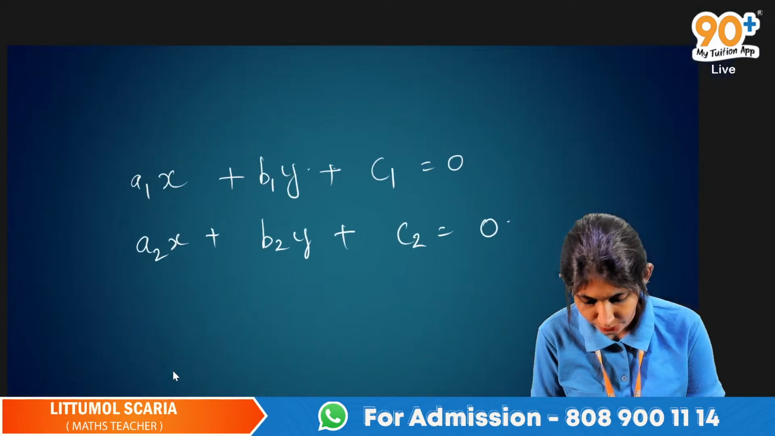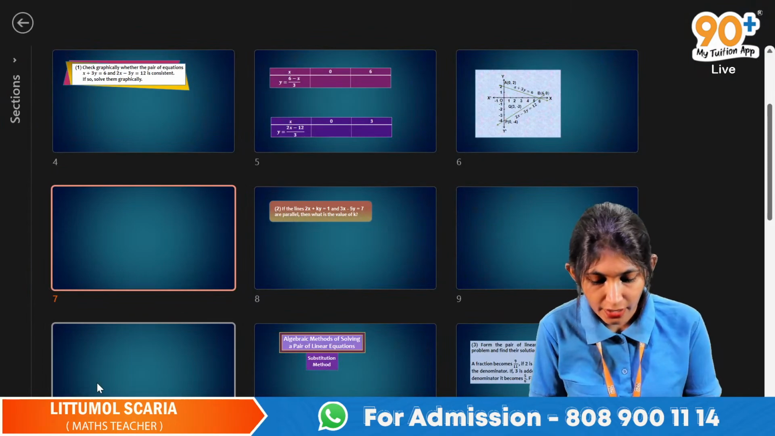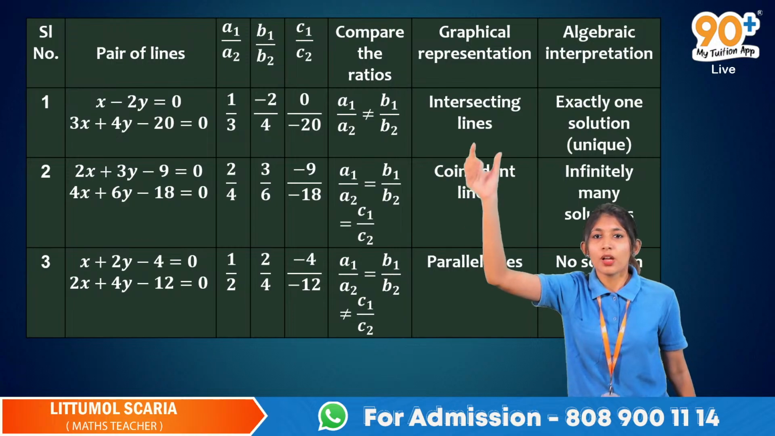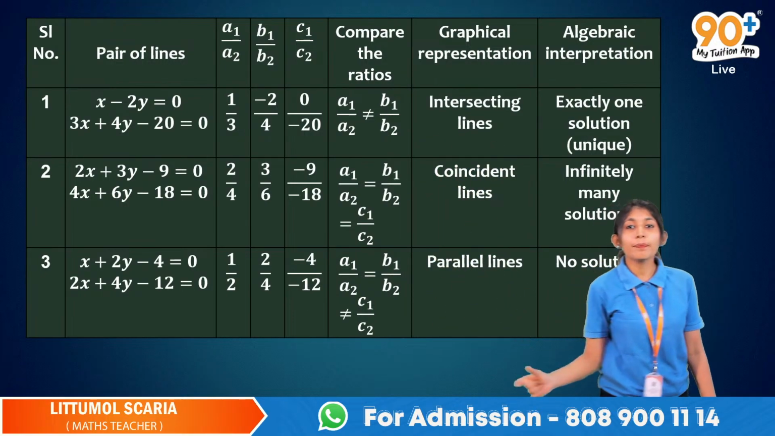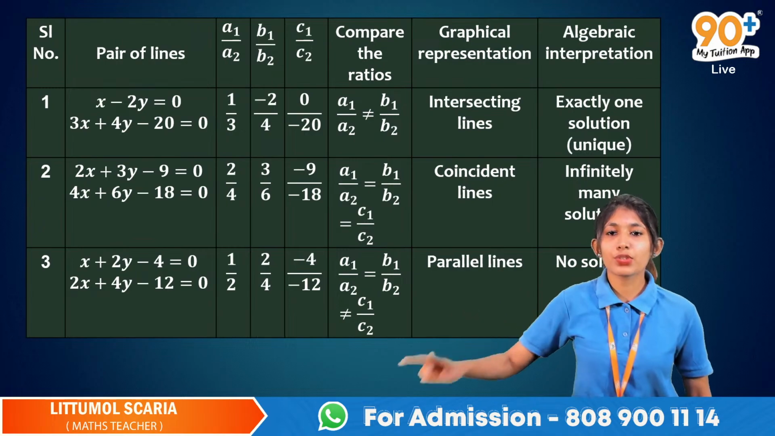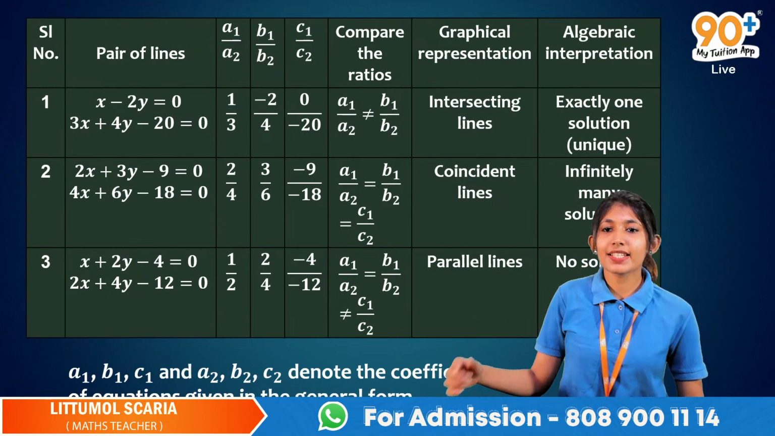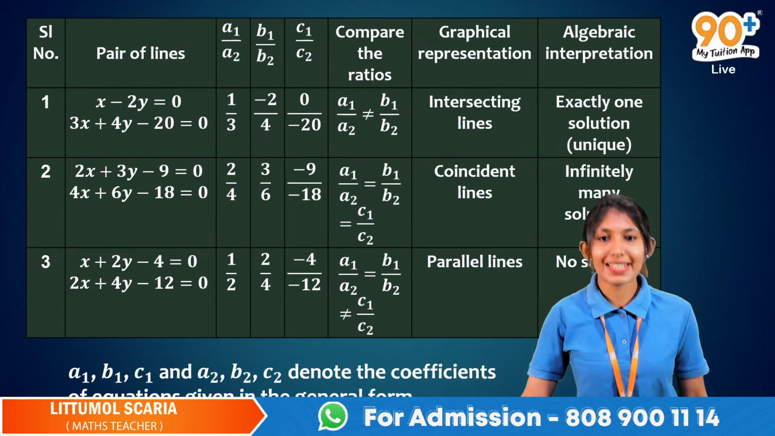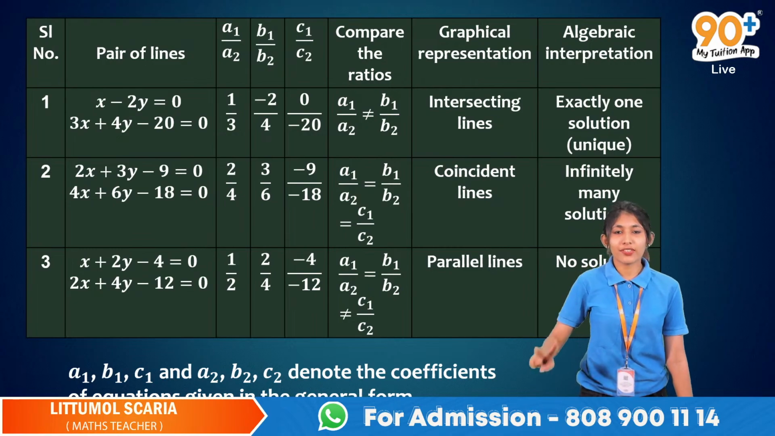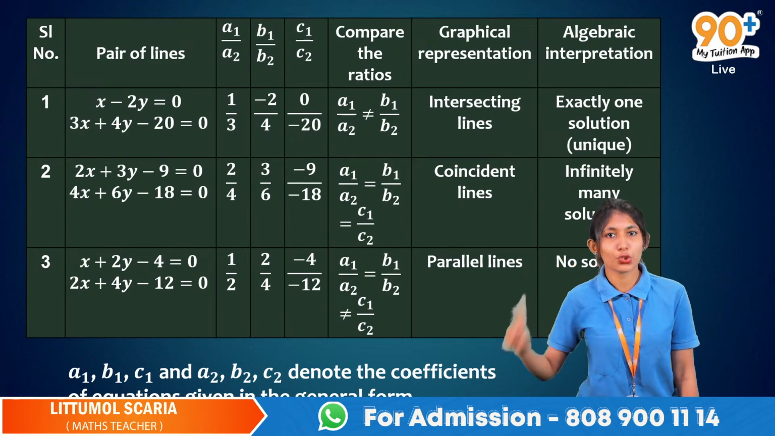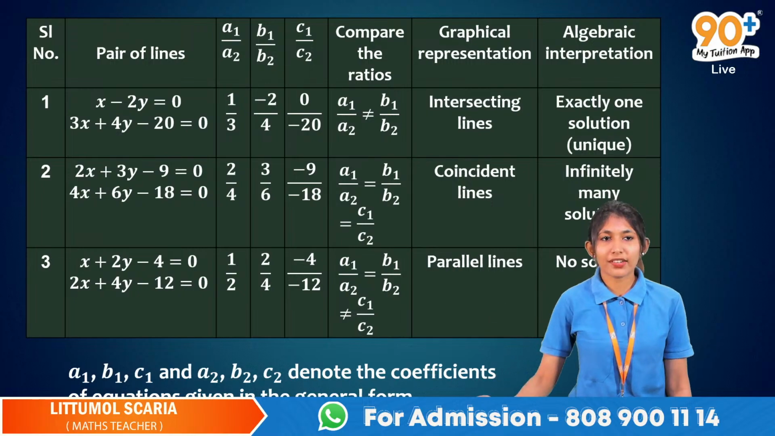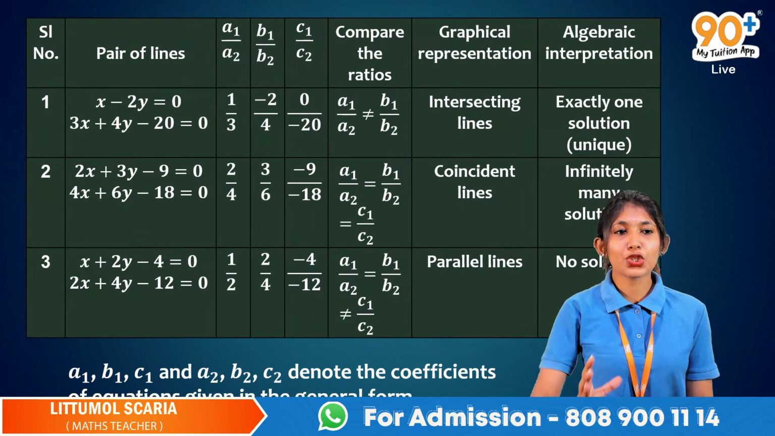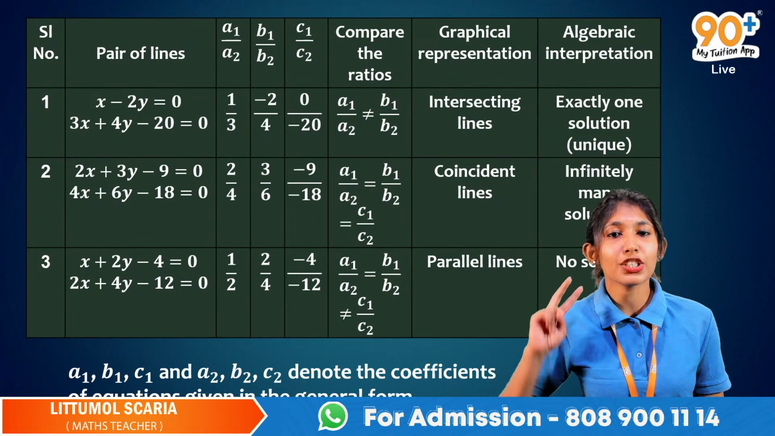The main important table we have over here is this. This is the core of this chapter, core content. There are three important things. So we said we have two equations, a1x plus b1y plus c1 is equal to 0, a2x plus b2y plus c2 is equal to 0. These are the general form of a pair of linear equations in two variables. These are the two general forms.